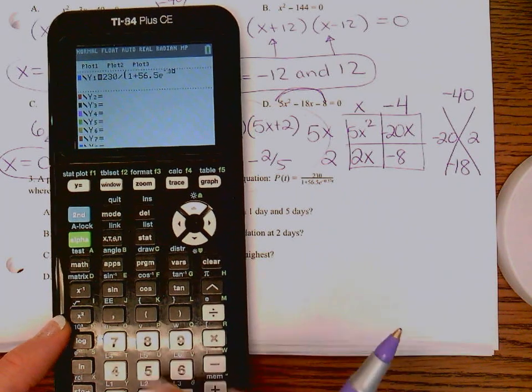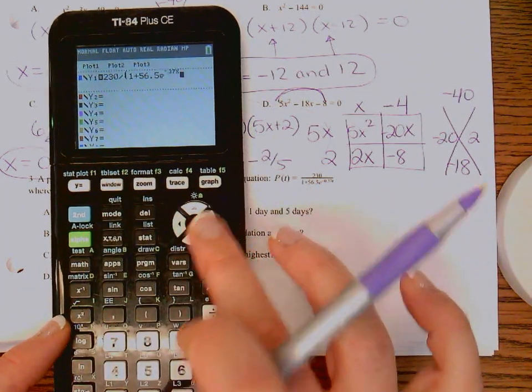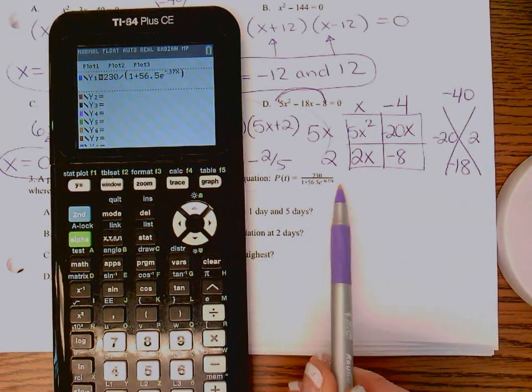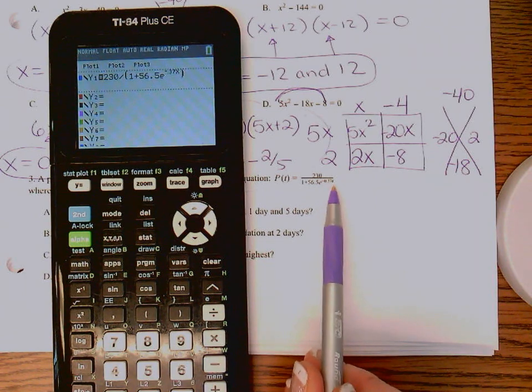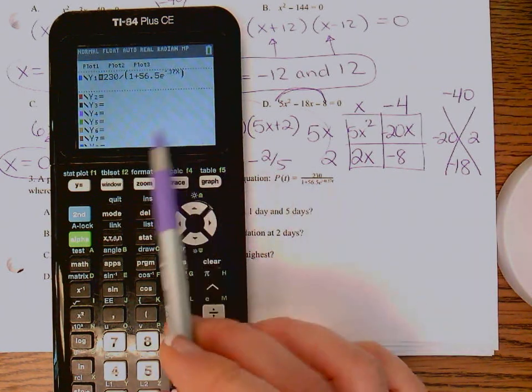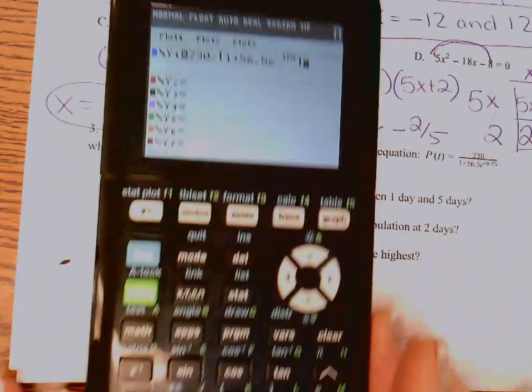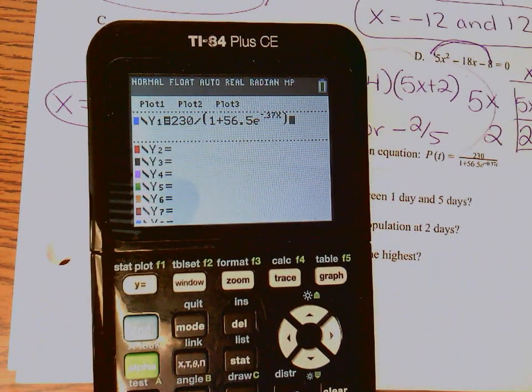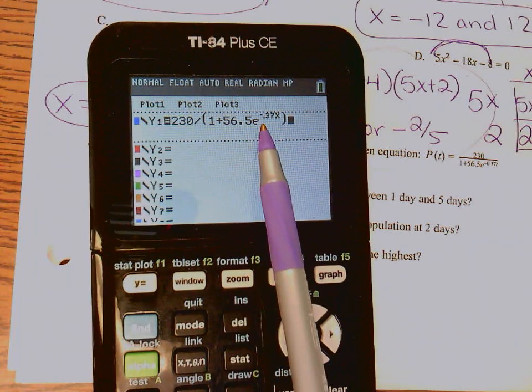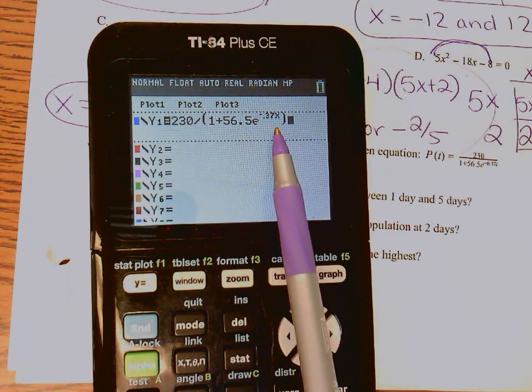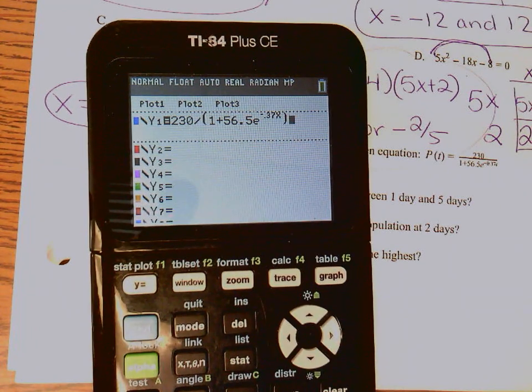Negative 0.37x. I'm using x as my variable. They use t in their function for time, but I'm just going to use x as my variable. Can people type that in okay? That one's just kind of a tricky notation. You got to find the e. You got to raise it to the negative 0.37x power. And then we're going to go look at our table of values. Did anyone have trouble entering that in?